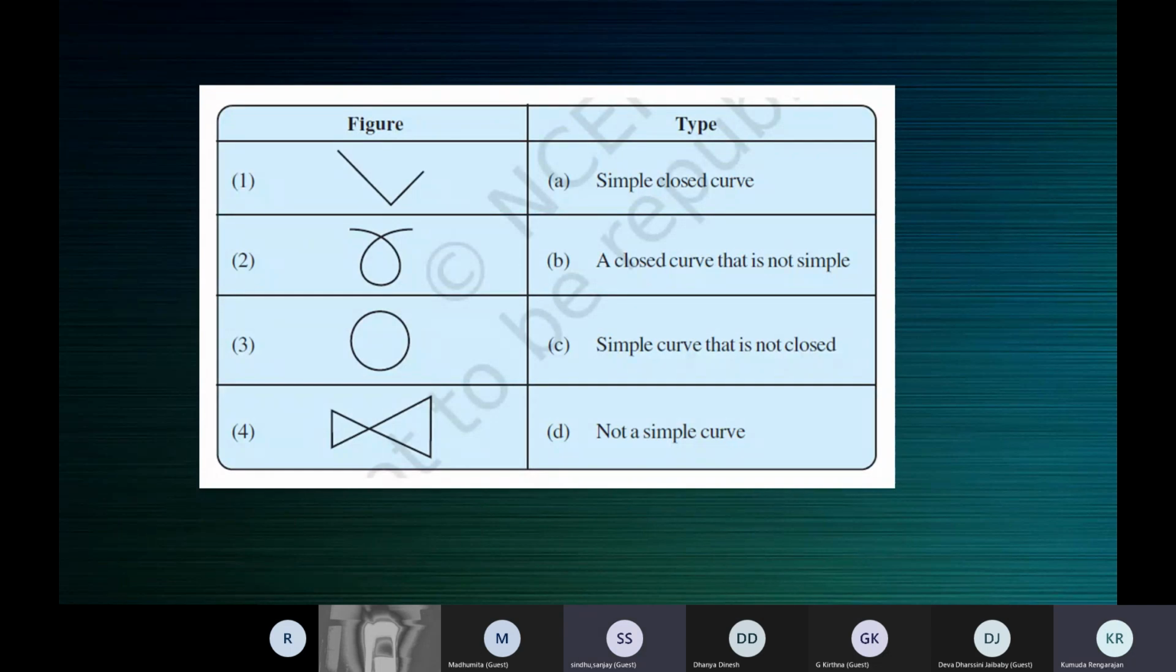Okay, 1C. Then I say 2D. Correct or wrong? 2D. Yes, ma'am. Correct, ma'am. Okay, then I say 3A. Yes, ma'am. Then 4 is B. 4 is B. Yes, ma'am. Right.